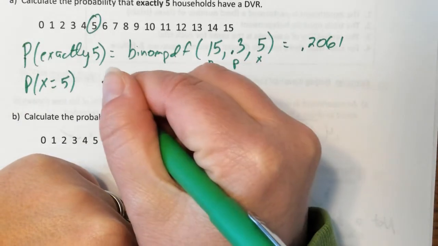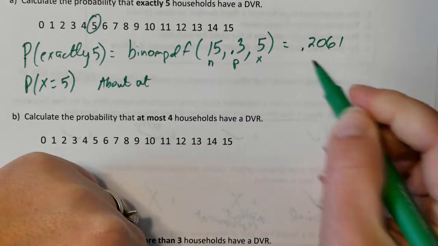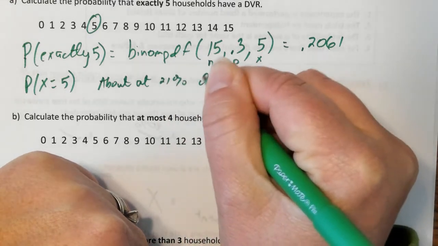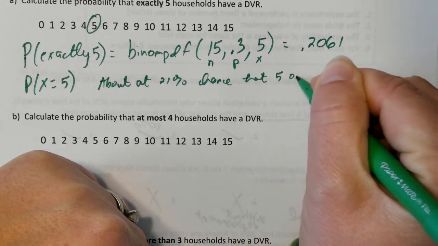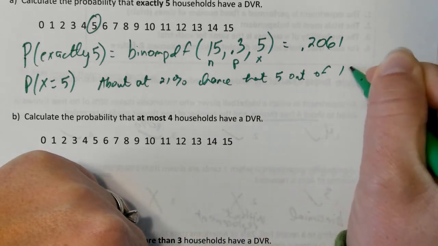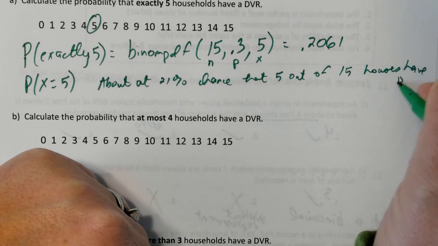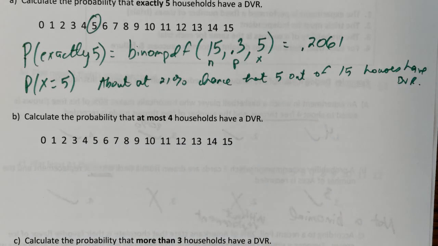So, I'm going to make this statement here. If we rounded it to the nearest percent, it'd be 21%. About a 21% chance that 5 out of 15 houses have a DVR. That's how I want to think about that. That's what we just figured out. Okay? Now, my math lab is going to ask it a little different.